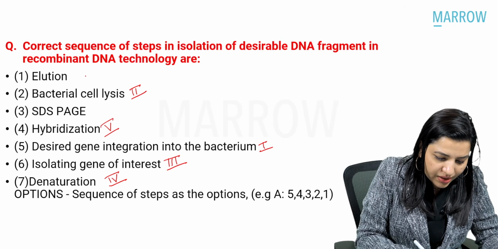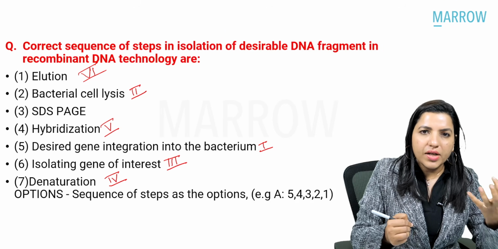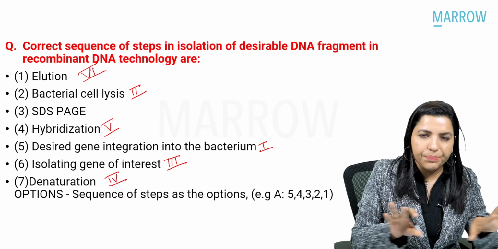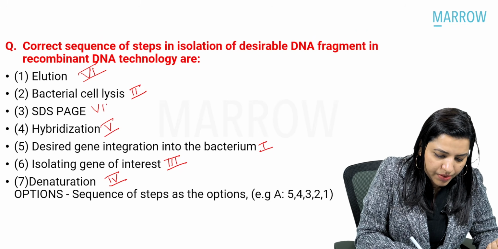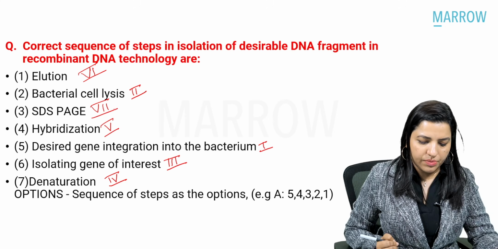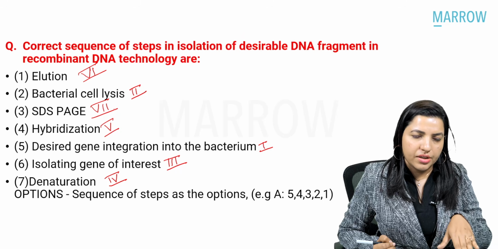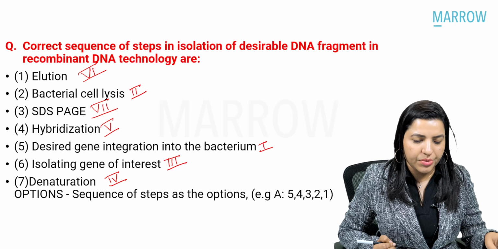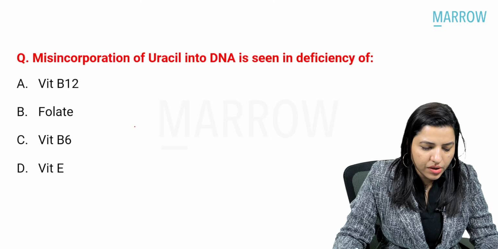So that is the next step, elution of the hybridized DNA. Then once that is done, we are separating whatever we have isolated. That is the last step, seventh step. This is the sequence. This is a general sequence of steps of isolation of a desired DNA fragment in recombinant DNA technology. Now we'll go to the next question.